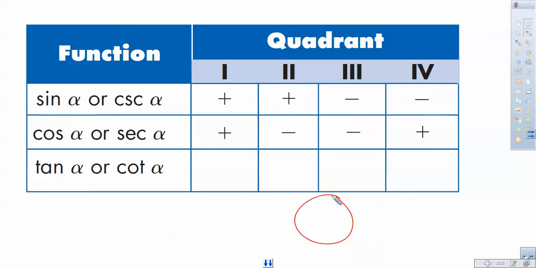Let's do the same thing for cosine, keeping in mind that cosine is all about x. Do you see that with cosine, first and fourth quadrant, because we're measuring x here, will be positive, and then when we travel over here, we're going to be negative.